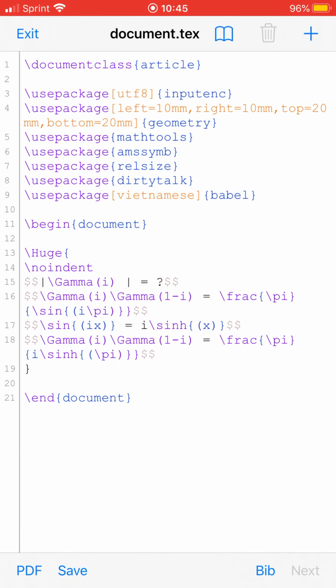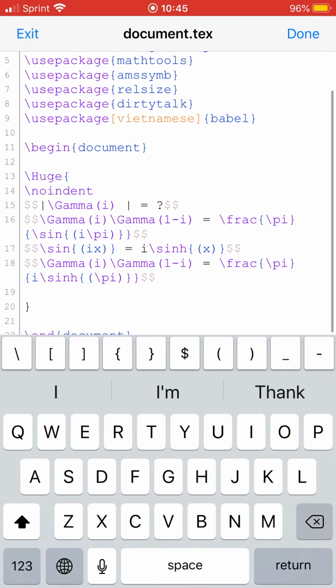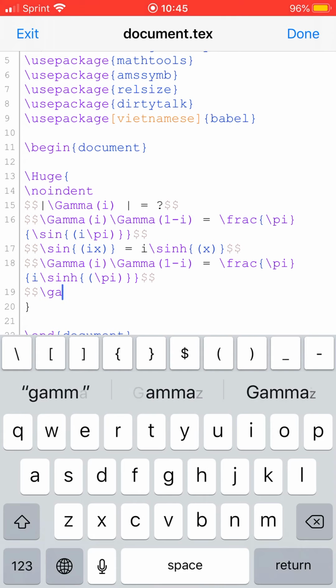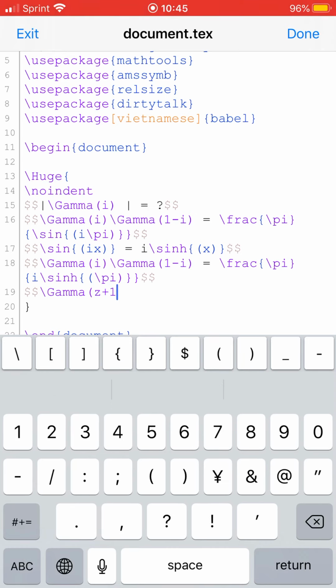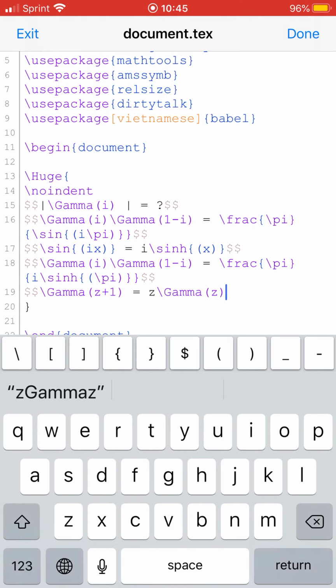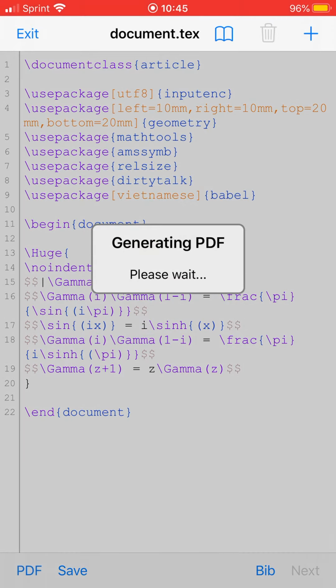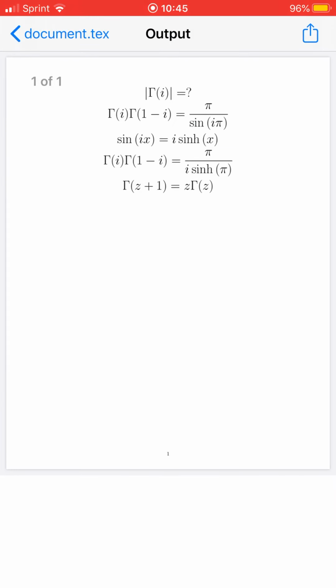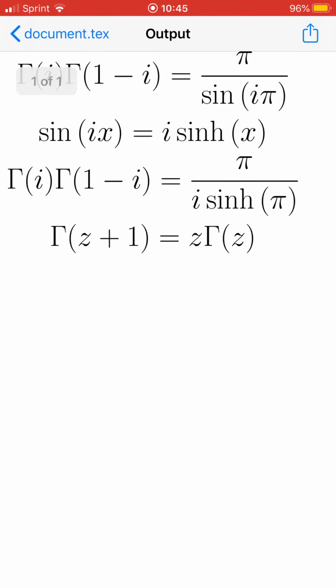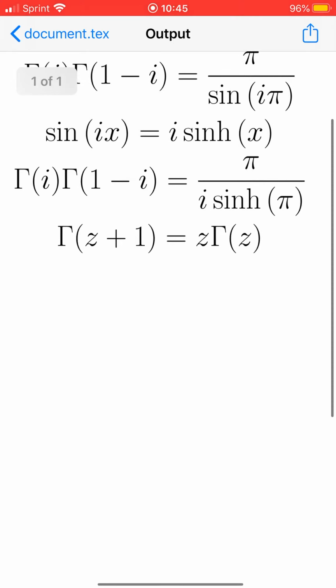And then next we're gonna use another property of the gamma function, which is gamma of z plus 1 equals z times gamma z. And then we can think of gamma of 1 minus I as gamma of negative I plus 1. So gamma of 1 minus I is negative I times gamma of negative I.